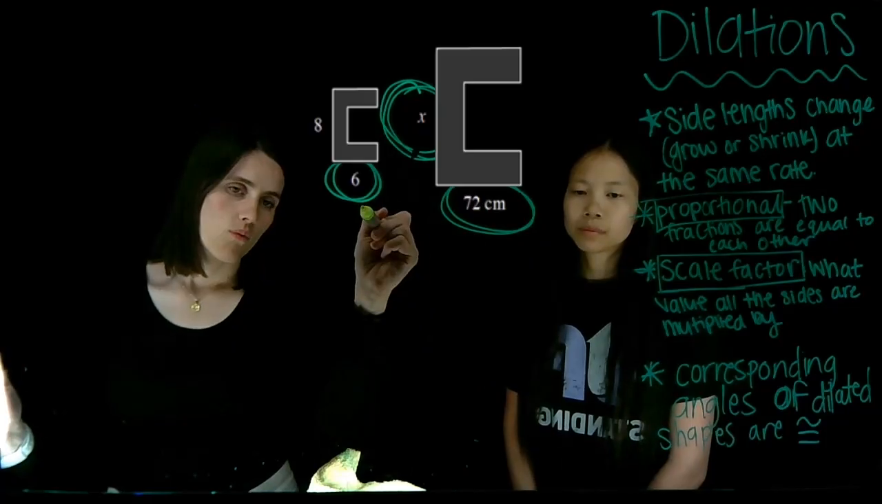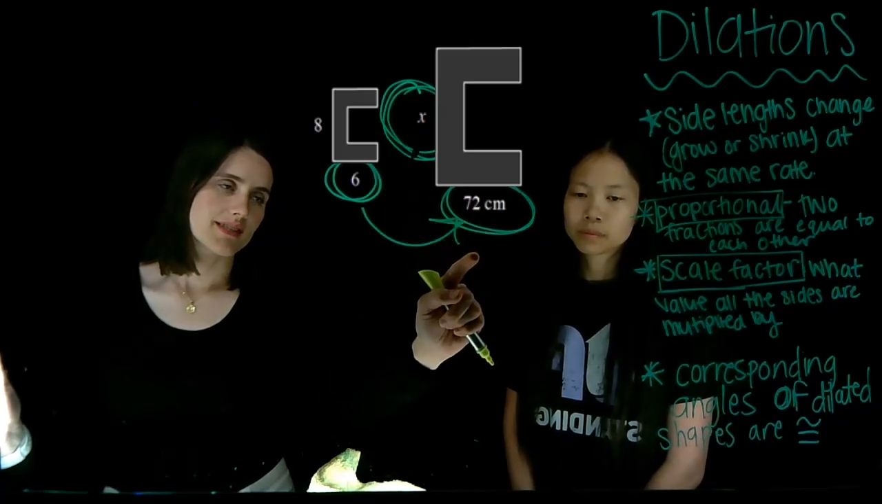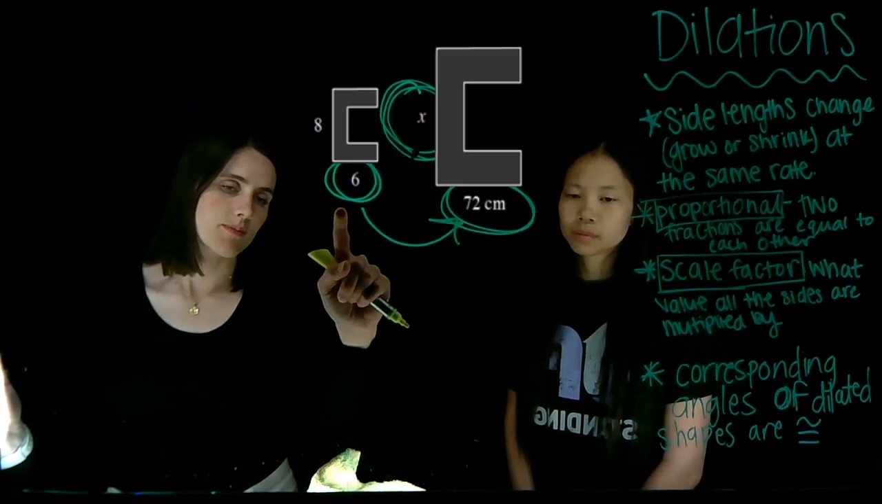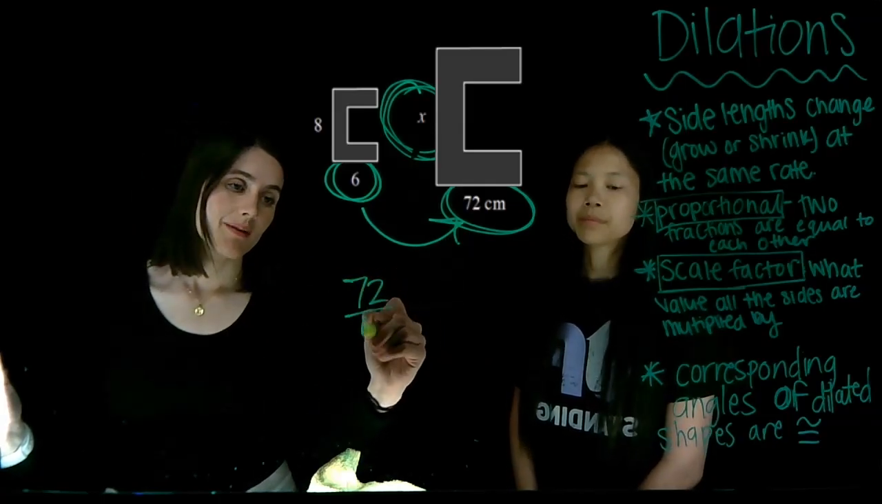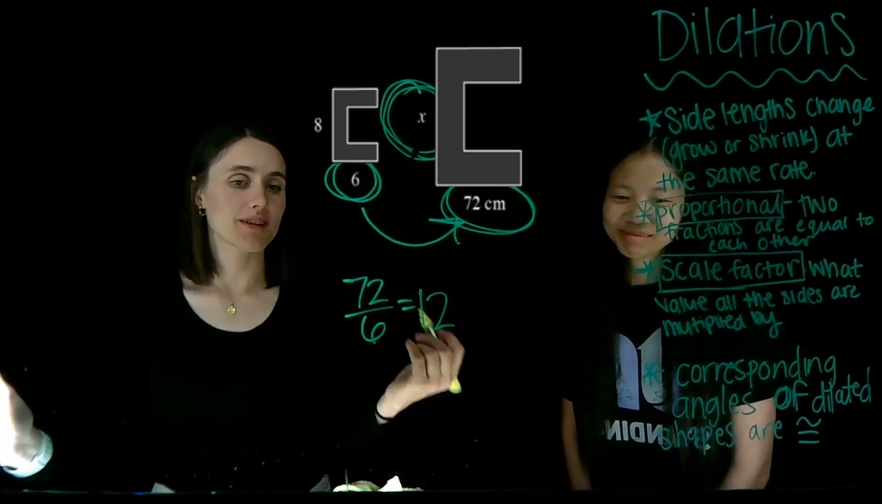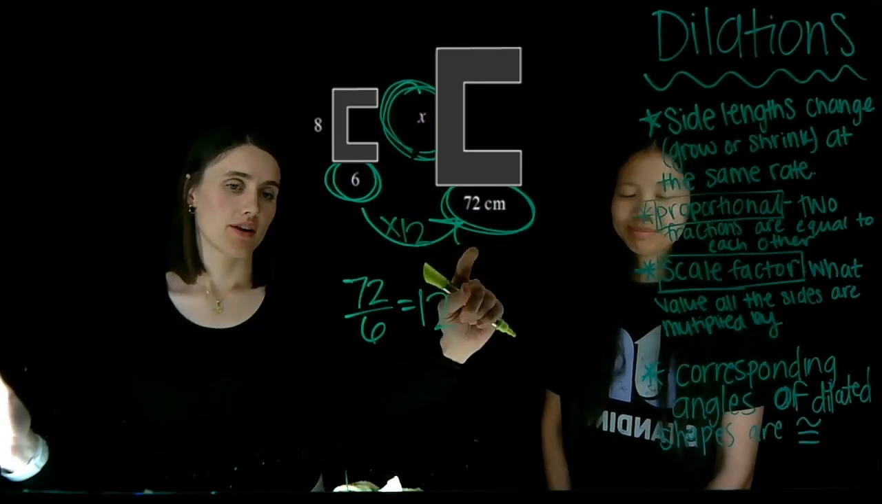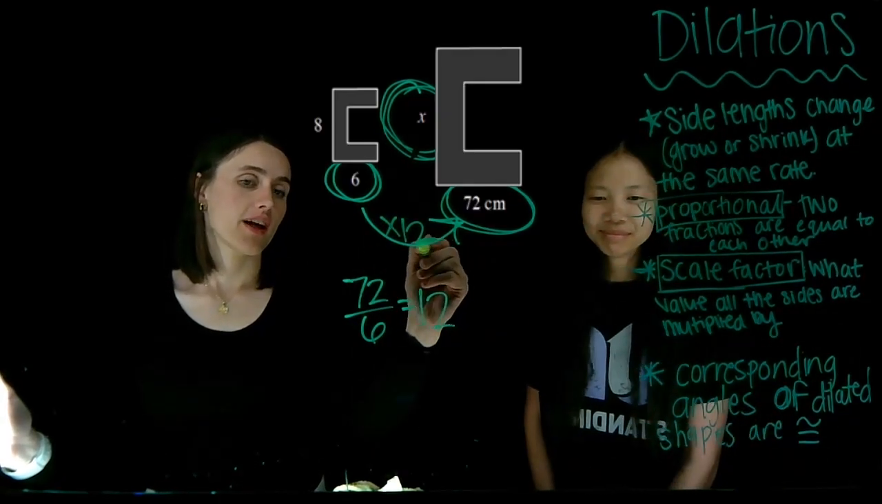So we're trying to figure out what times 6 is going to give me 72. What do I have to multiply this 6 by to give me 72? You can use a calculator. You can say, well, 72 divided by 6 equals 12. So that tells me that I have to multiply 6 by 12 in order to get 72. Or if you just know that off the top of your head, that's awesome.